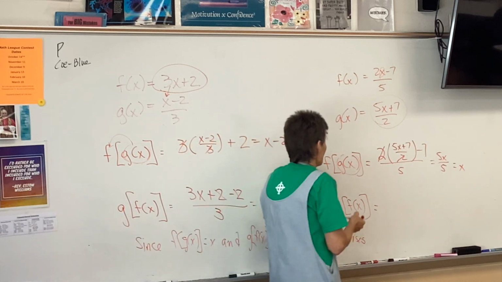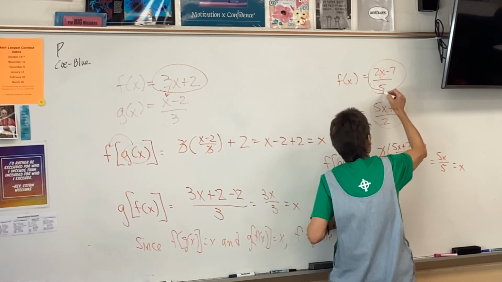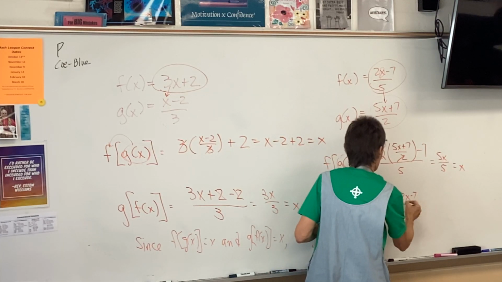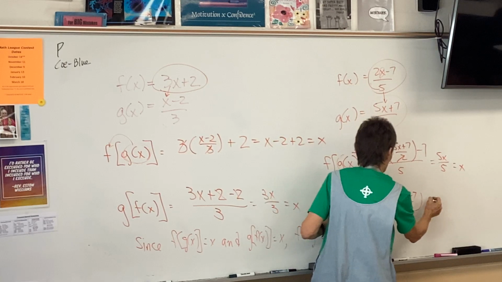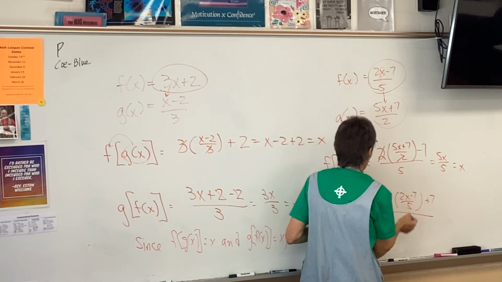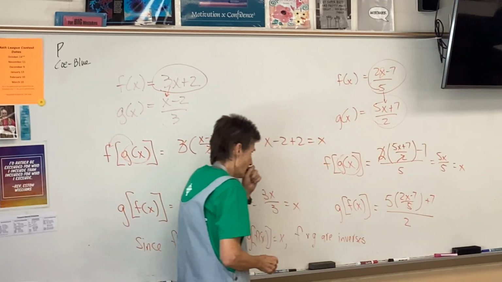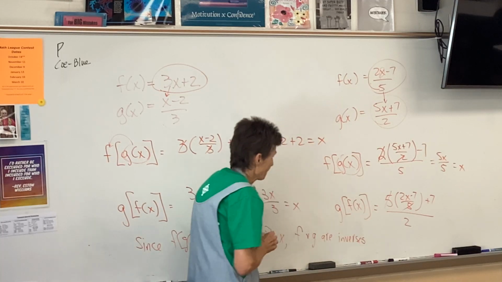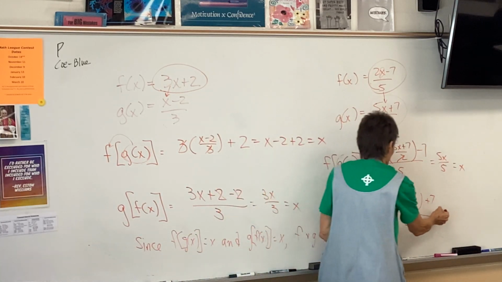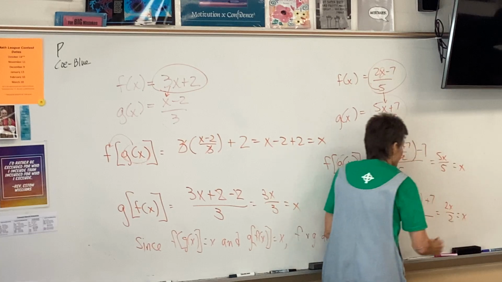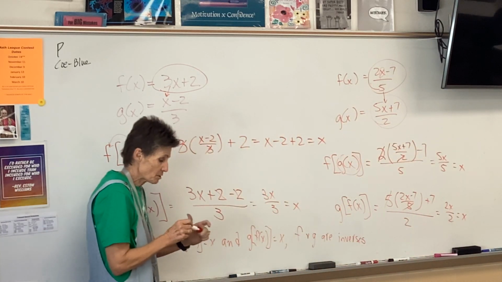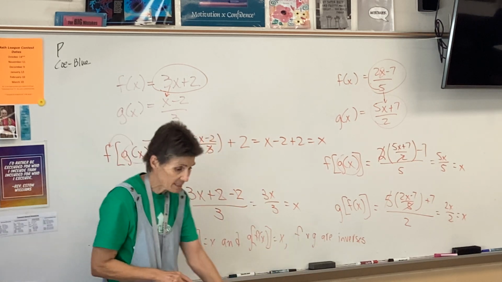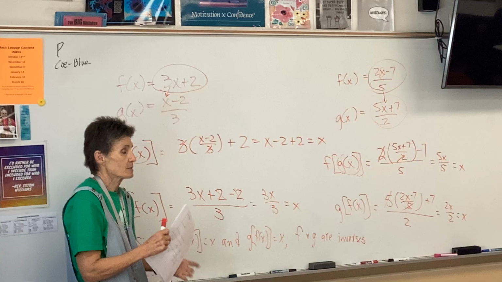All right, now the other way. So now we're going to plug f into g. So 5, 2x minus 7 over 5, plus 7. Same thing is going to happen, these are gone. 7s are gone, so I have 2x over 2, which is indeed x. Since both my compositions turned out to be x, that means these things are inverses.